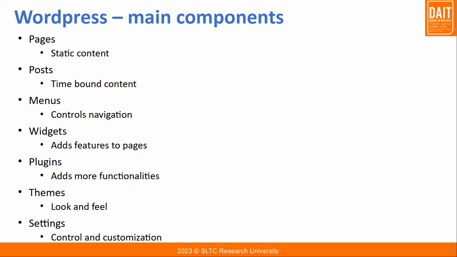So we have 1, 2, 3, 4, 5, 6, 7 items. These are the 7 components you need to learn. Just like how you master a car, if you go through these 7 items, I would say you will become a WordPress expert. Okay.